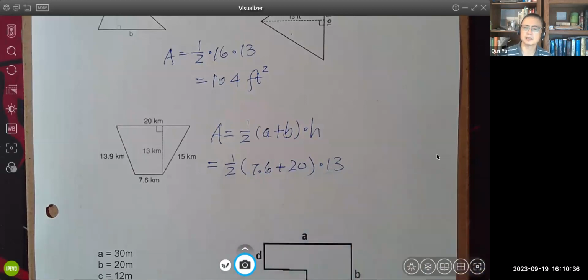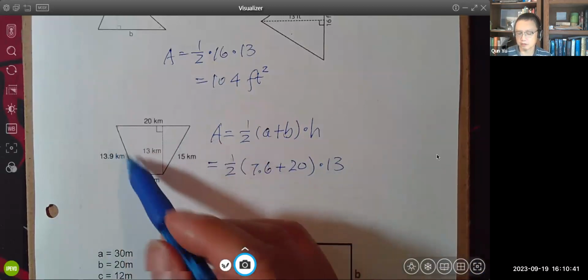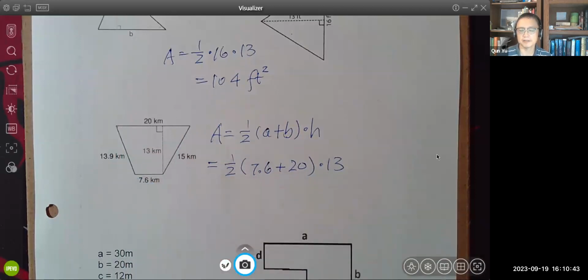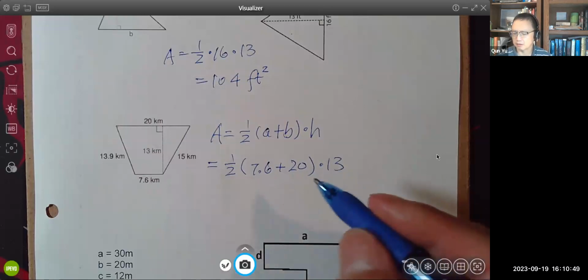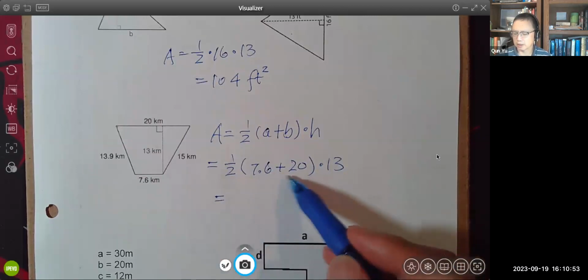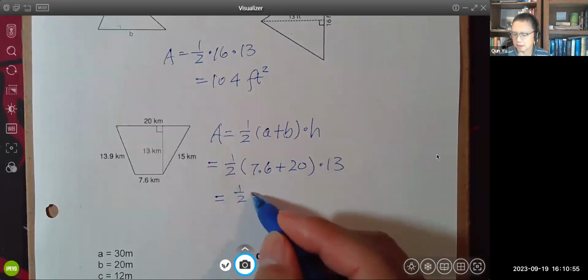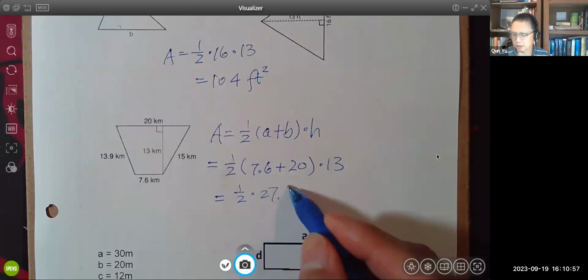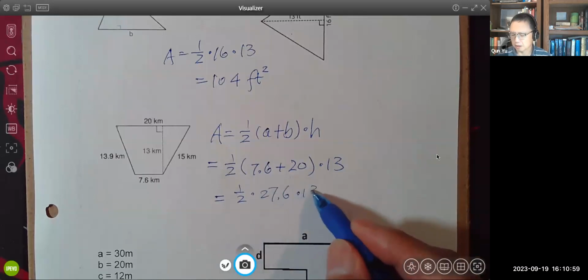So apparently in this particular example, you can see we don't use these two numbers, right? And that is why we need to understand the formula. You don't have to use all of the numbers given. Now let's do the calculation. This is what I'm going to do. I add these two together. Apparently that is 27.6, then times 13.